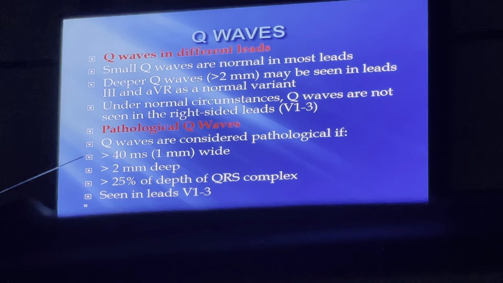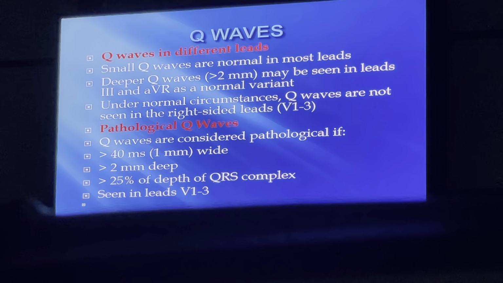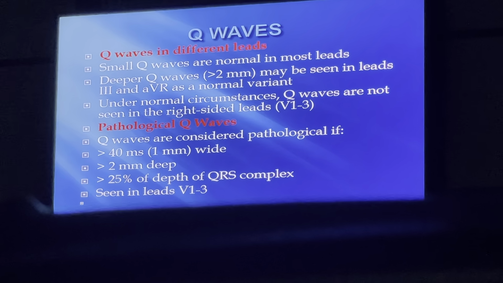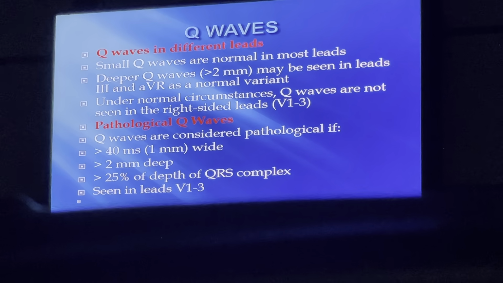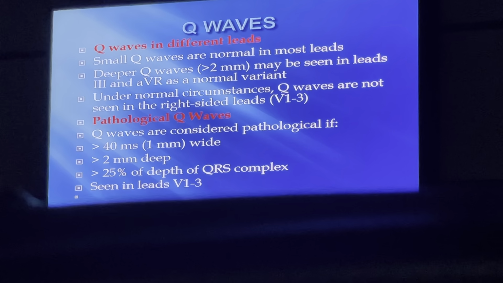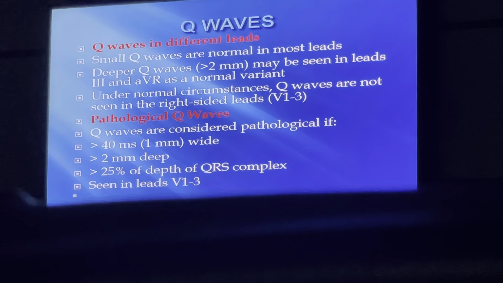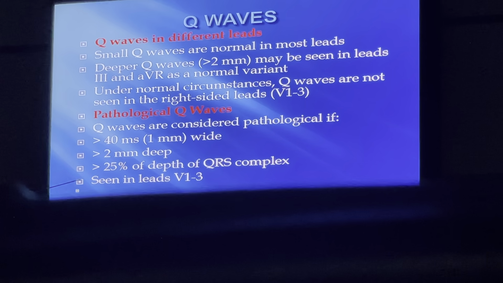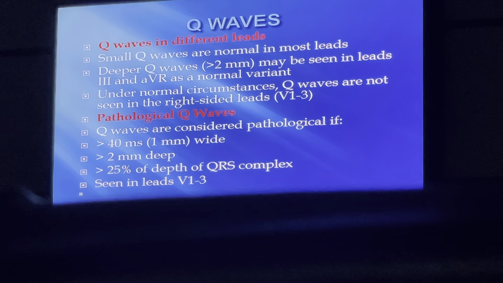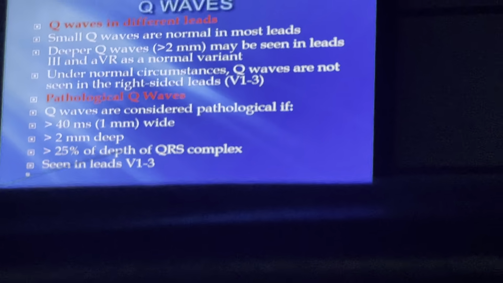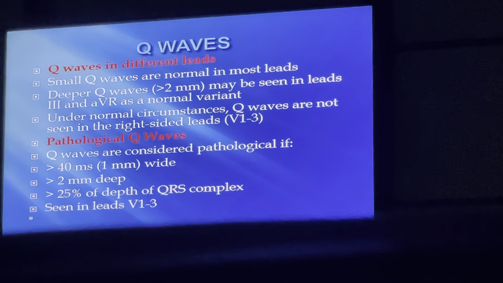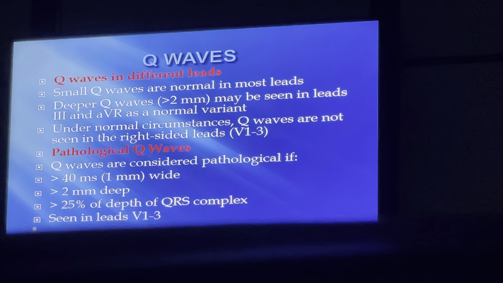Q waves are considered pathological if they are more than 1 millimeter or 1 small square wide, more than 2 small squares deep, and more than 25% of the depth of the QRS complex. And if they are seen from lead V1 to V3, they are called pathological Q waves. Next.